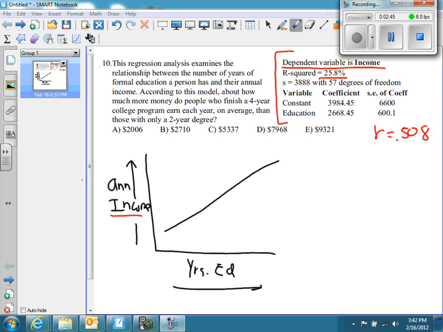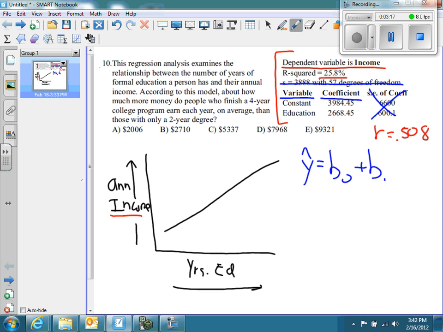The other information here is S, which we don't really need right now. We probably won't need that for another couple of chapters. And we don't need the SE of coefficient either. What we do need are these two columns: a list of the variables and a list of the coefficients of the variables. So in order to solve this question, I'm going to use my formula y hat is equal to b sub 0 plus b1 x.